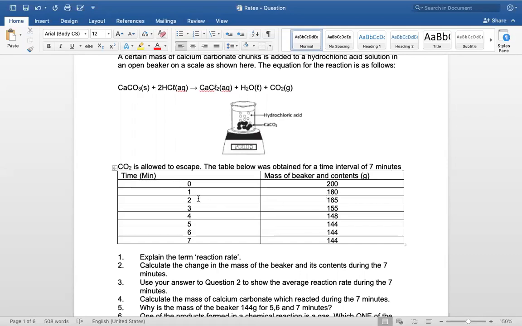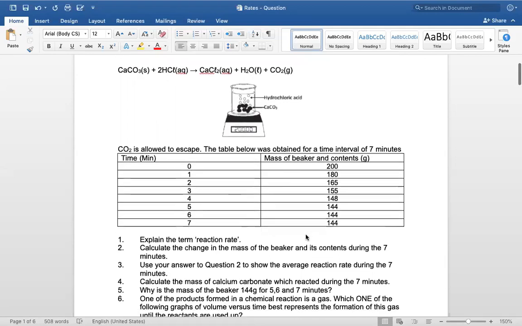All right. At 2 minutes, it's 165. 3 minutes, 155. 4 minutes, 148. 5 minutes, 144. 6 minutes, 144. 7 minutes, 144. So the grams went from 200 to 144. All right.